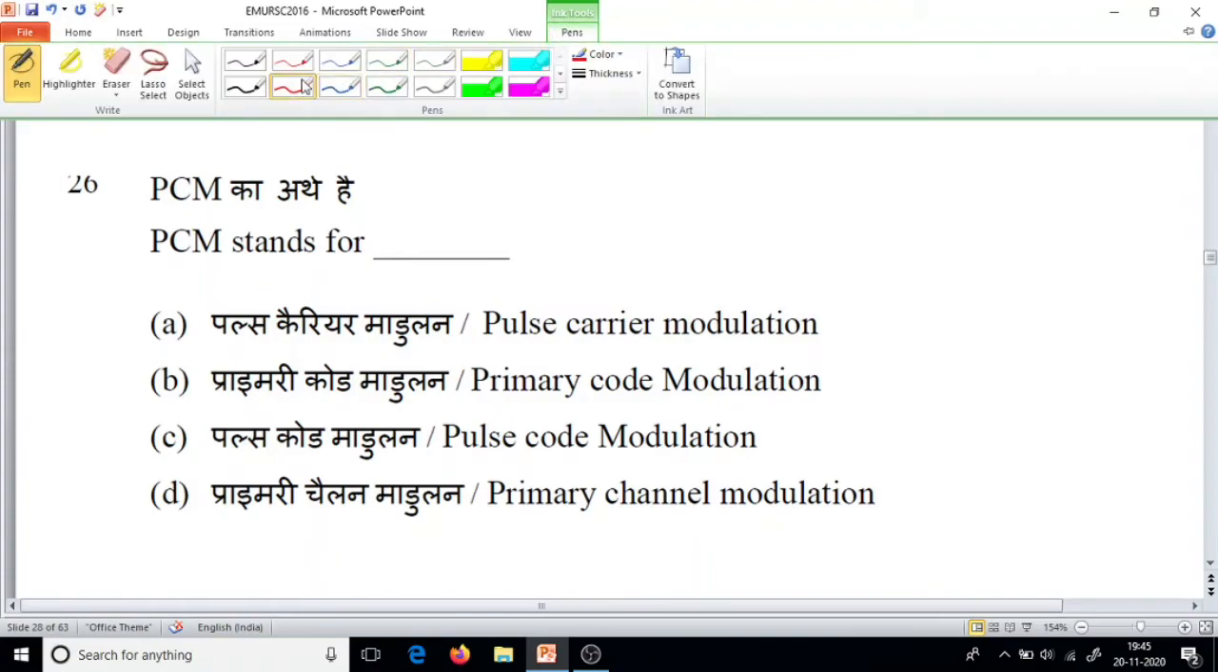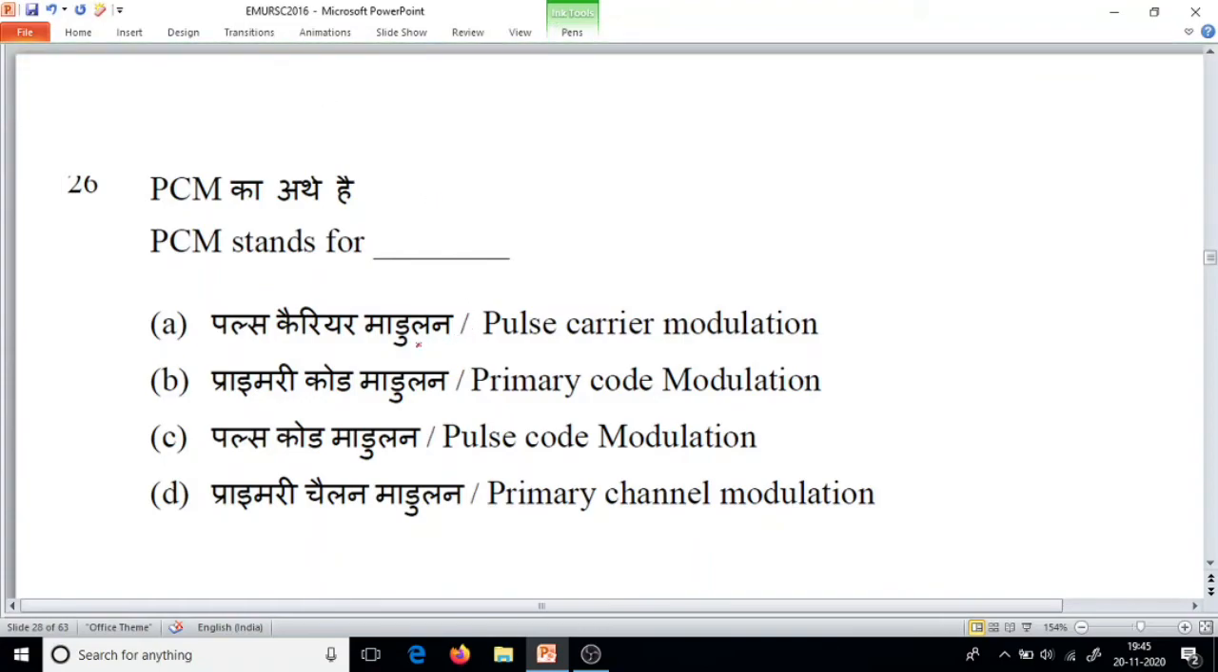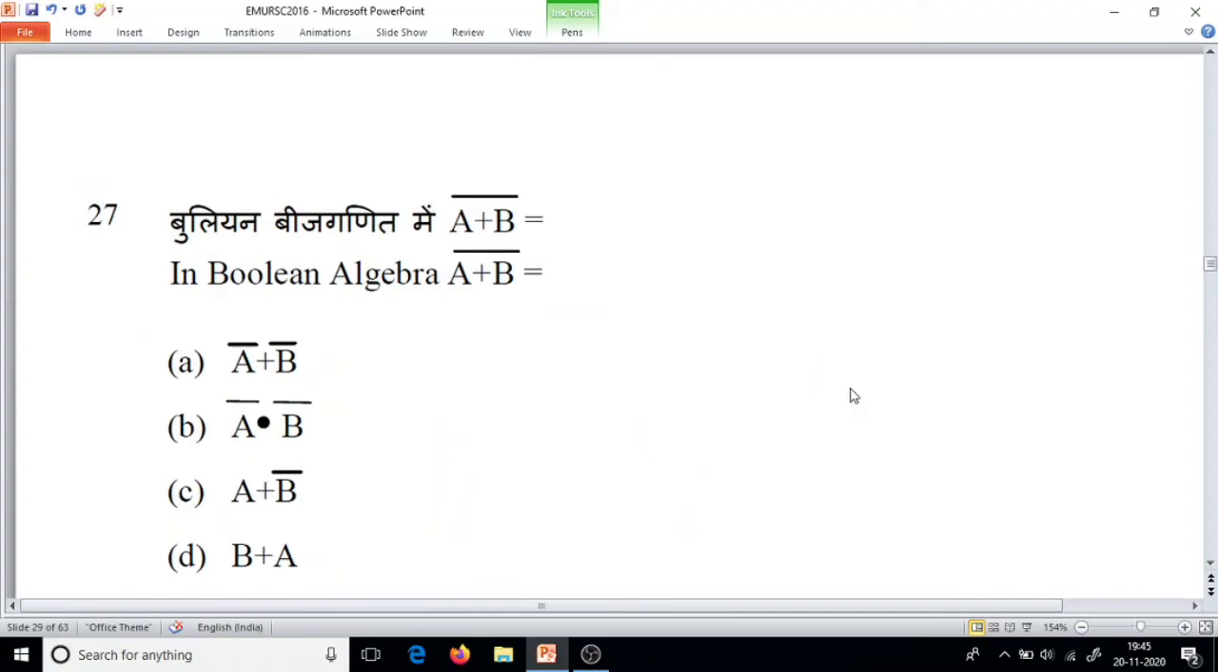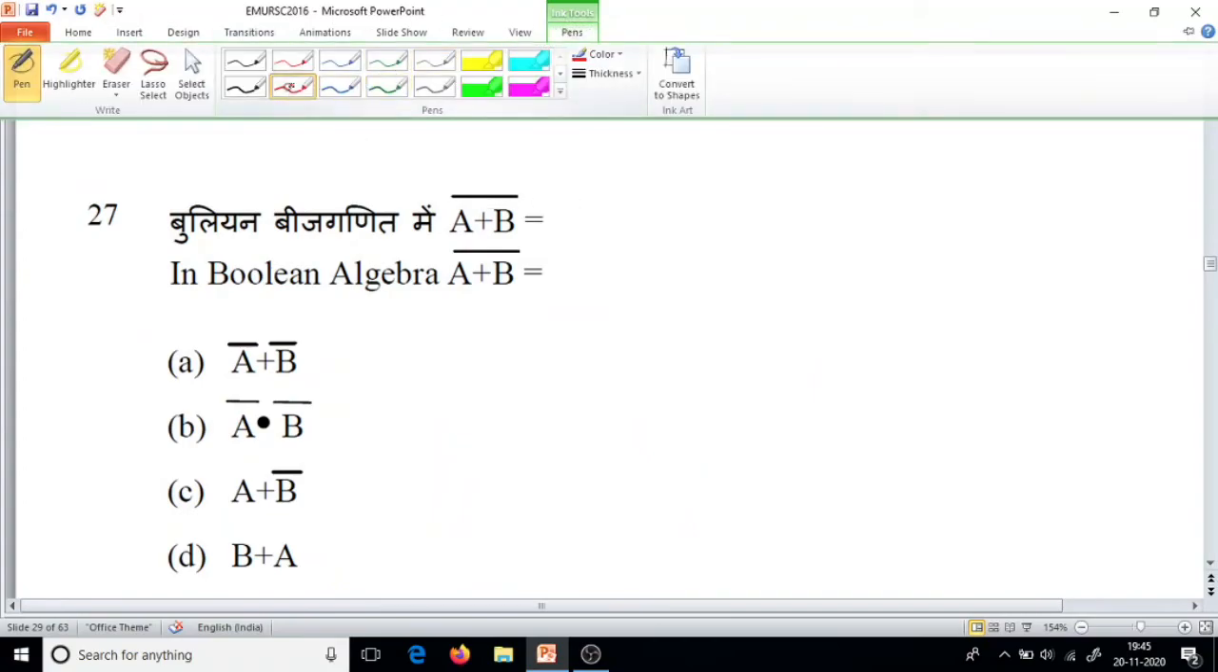Question number 26. PCM stands for pulse code modulation. Question number 27.